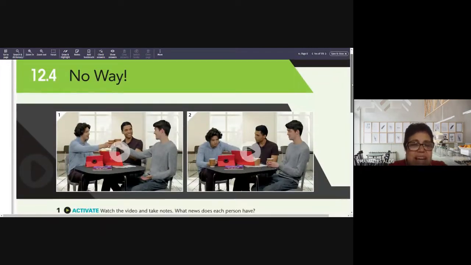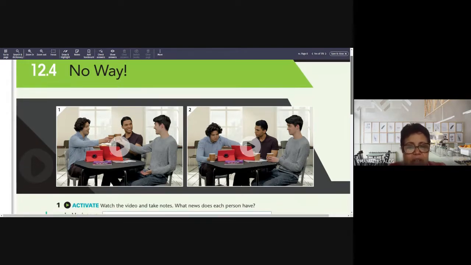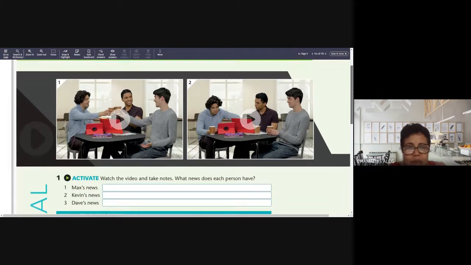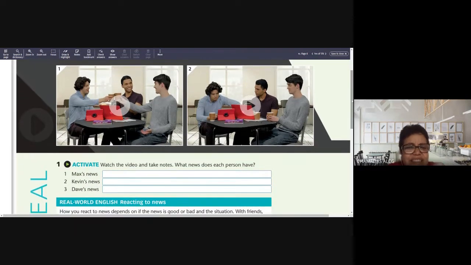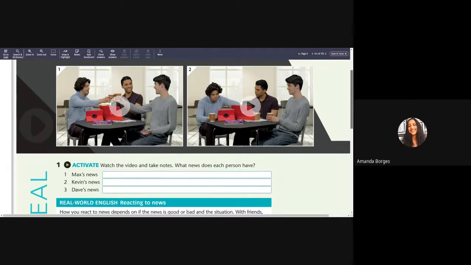Yay! So finally, our unit 12.4, the video lesson from the unit. And here we see the boys again. What are they up to? Look at the pictures. What do you think they're doing? Celebrating. Yeah, they seem to be, right? Except that they're drinking coffee. But that's okay.